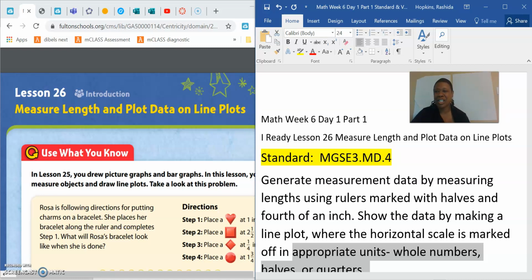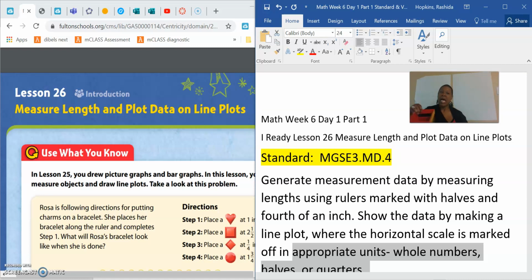I have everybody's attention. Your standard for today's lesson is MGSE3.MD.4. It simply states: generate measurement data by measuring lengths using rulers marked with halves and fourths of an inch. Show the data by making a line plot where the horizontal scale is marked off in appropriate units: whole numbers, halves, and quarters.